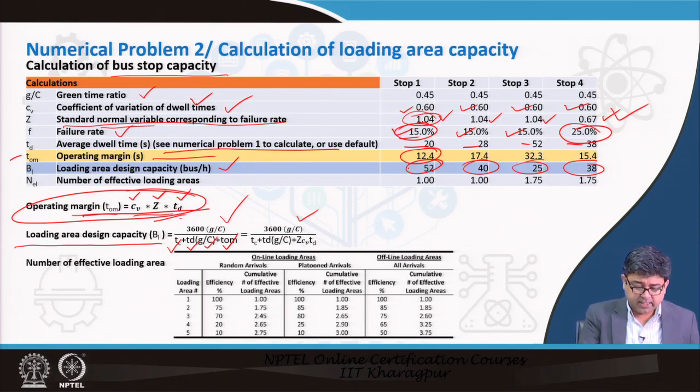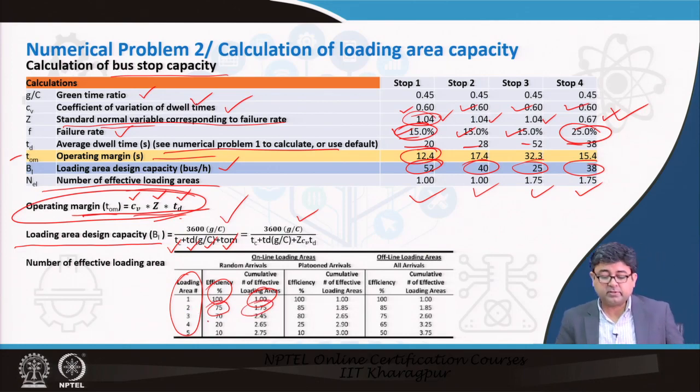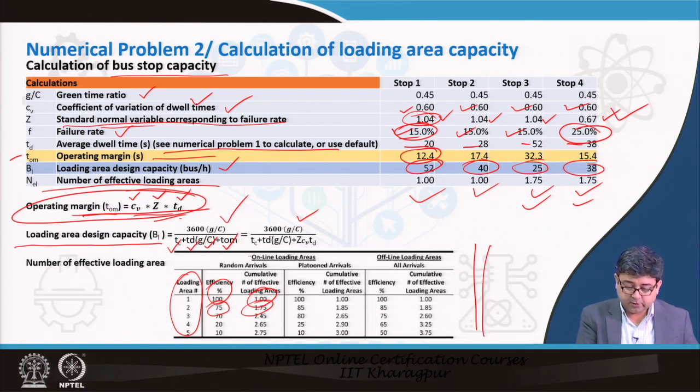Based on this loading area capacity, you can determine the number of effective loading areas. If you have one loading area, the efficiency is usually 100%, so effective loading areas are 1. If you have 2 loading areas, the efficiency is 75%, so the cumulative effect is 1.75. These are again standard tables that are available for online loading areas versus offline loading areas, so you can input those values again.